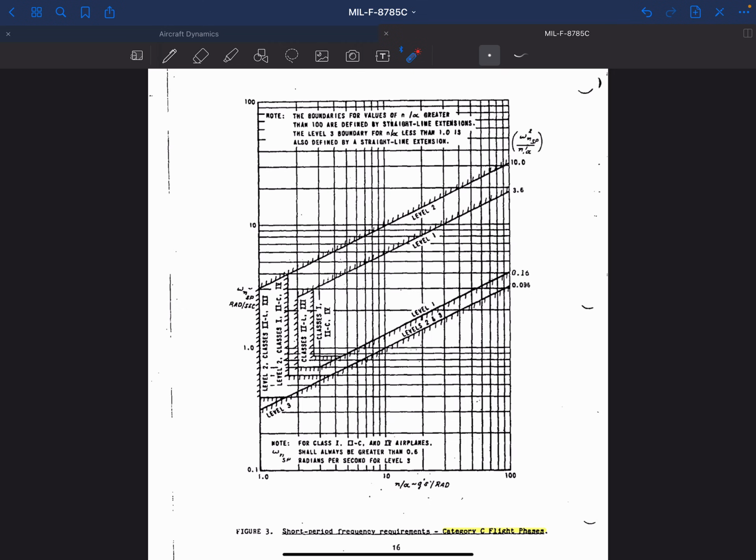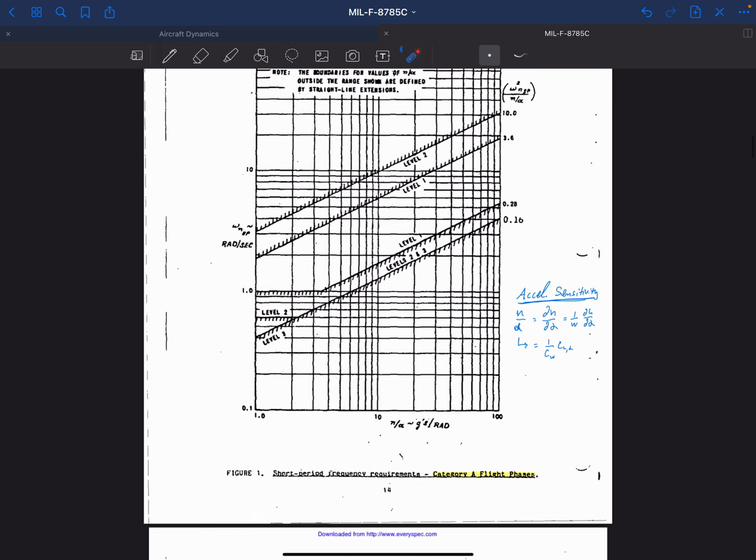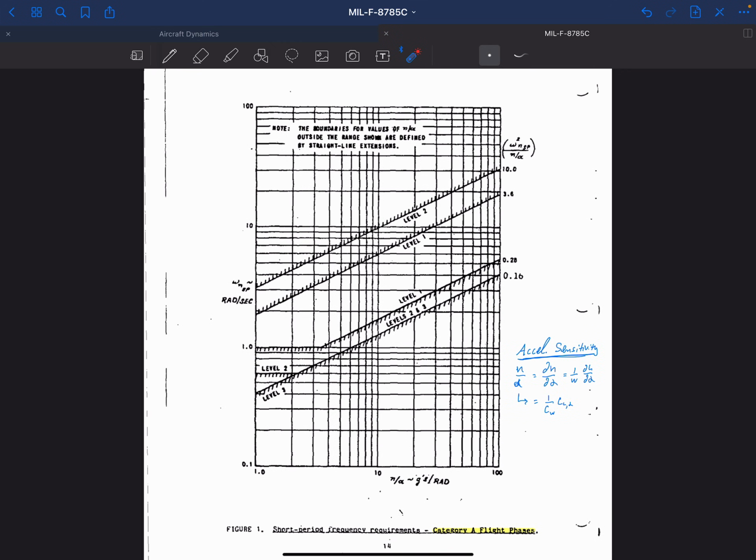Well, notice that these are on a log-log plot. Okay, and these lines all have a slope of 1/2 on this log-log scale, which means that if you take the ratio of the natural frequency squared divided by the acceleration sensitivity, that is a constant along each of these lines, okay? And so let me scroll back up to the first figure. So on each of these figures, they've shown this stuff over here where they've taken the natural frequency squared divided by n over alpha, and this is what they call the control anticipation parameter.